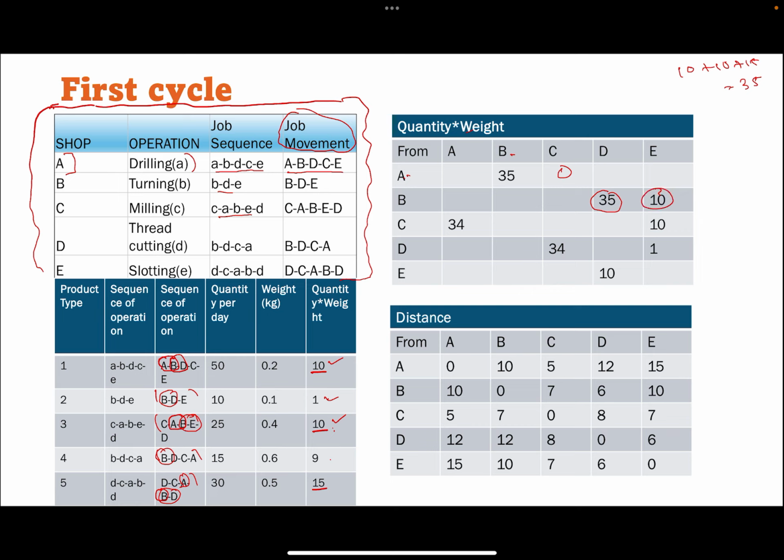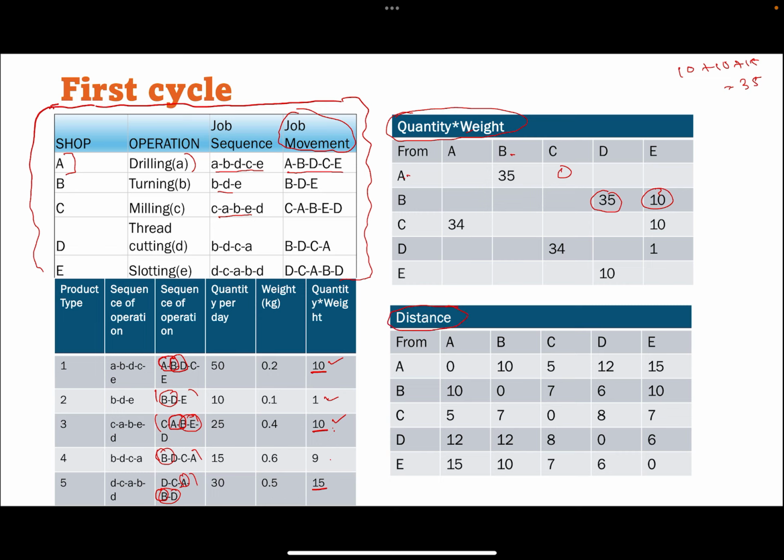Similarly, you can find the quantity into weight that is transferred from one shop to another, and you will get a table like this: 35, 34, 34, like that. So in the next step, we have found quantity into weight, and distance is given in the question.